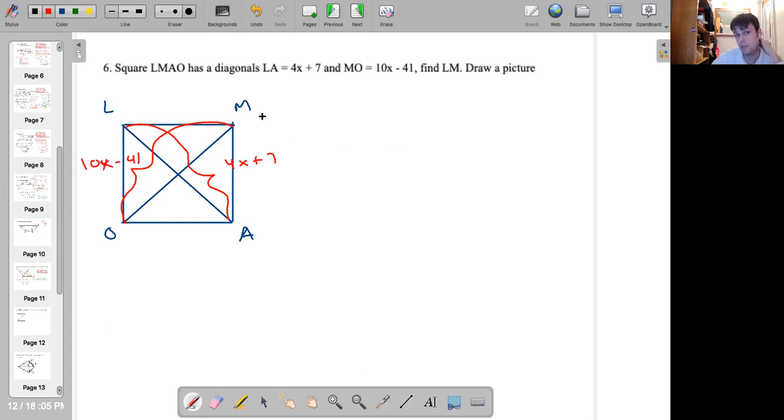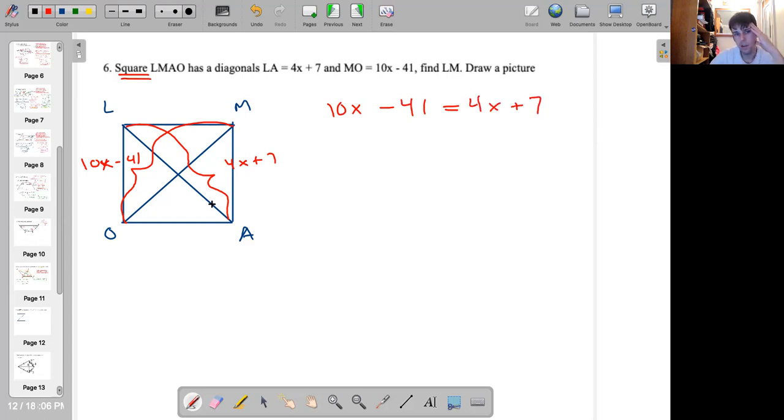Okay, so the thing to keep in mind with squares, because we do have a square here, is they have all of the properties of all the special parallelograms. So all the properties of parallelograms, all the properties of rectangles, all the properties of rhombuses. We're going to make use of one property of rectangles. It is true for all rectangles that the diagonals are congruent. So these two things are simply equal to each other. Easy enough. 10x minus 41 equals 4x plus 7.